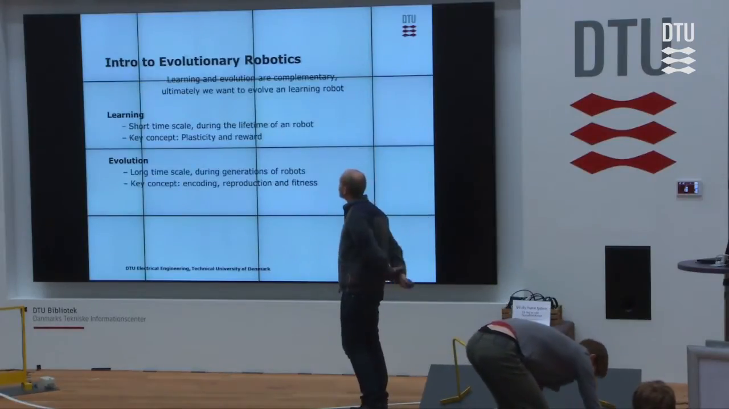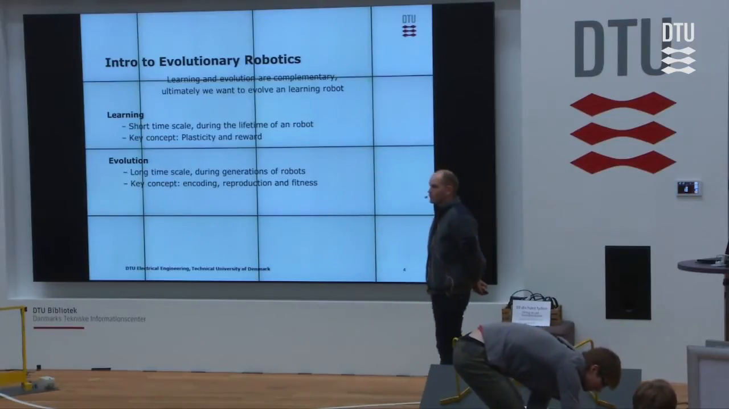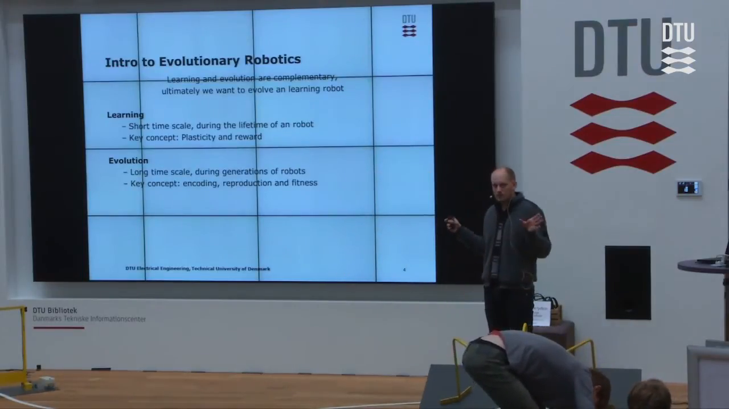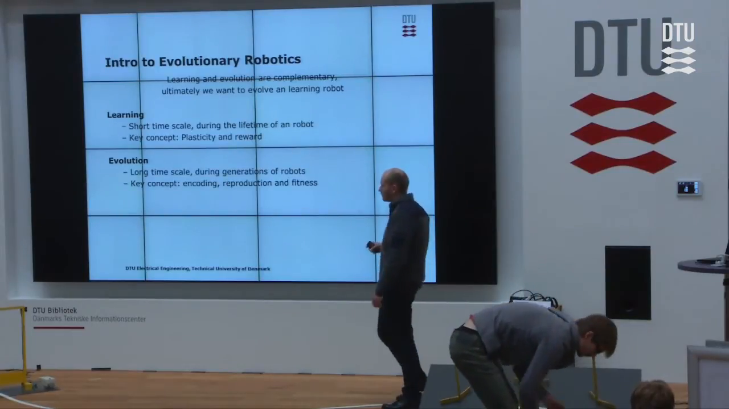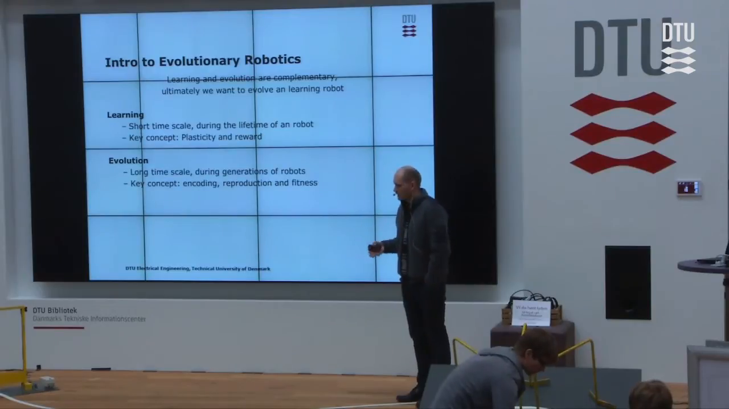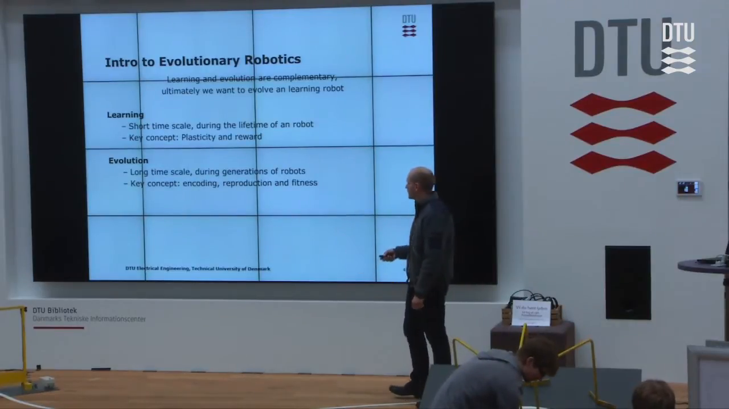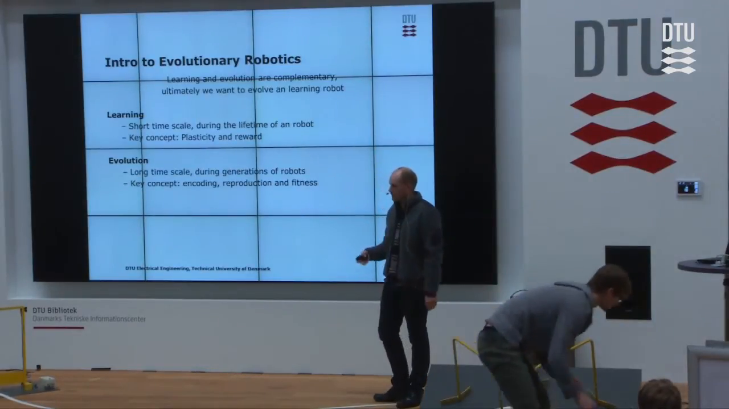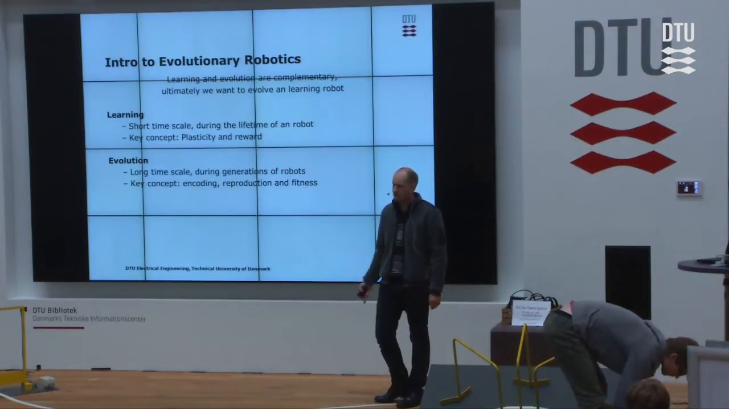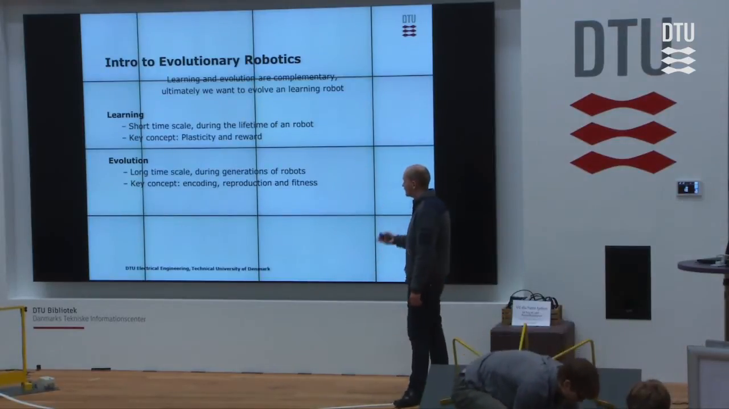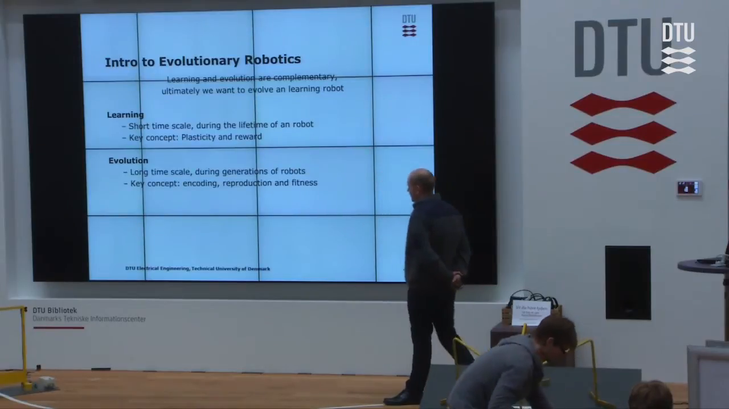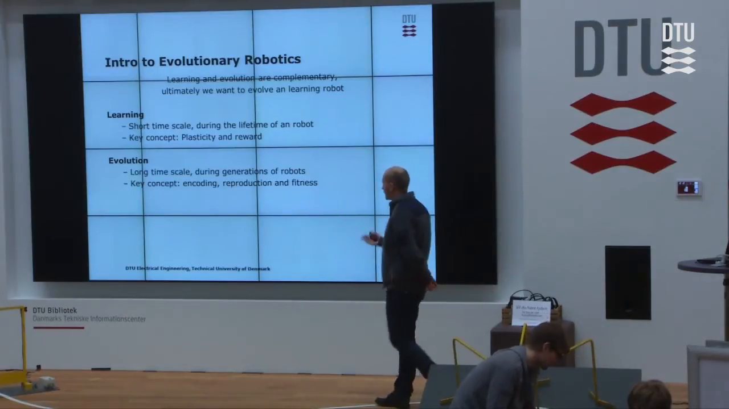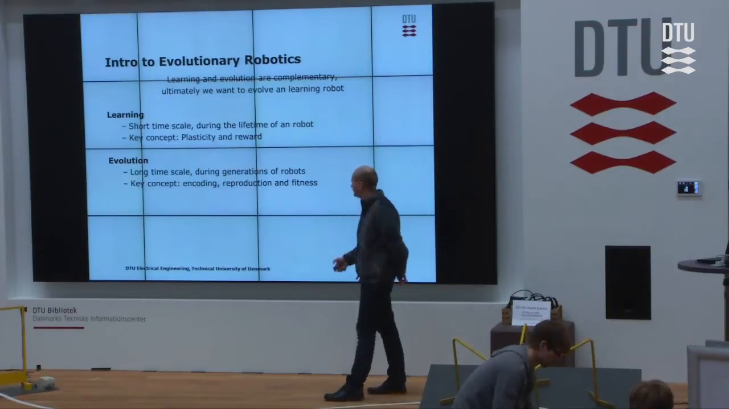So talking about evolutionary robotics, it's important to differentiate what we mean by evolution compared to learning first. Learning is something we do all the time. It's a very short time scale. From one minute to the next you learn something, and you do it throughout the whole lifetime of the robot. While evolution is on long time scales. It's from one generation of a robot to another. It's kind of like an inheritance from parents through generations of robots or animals.